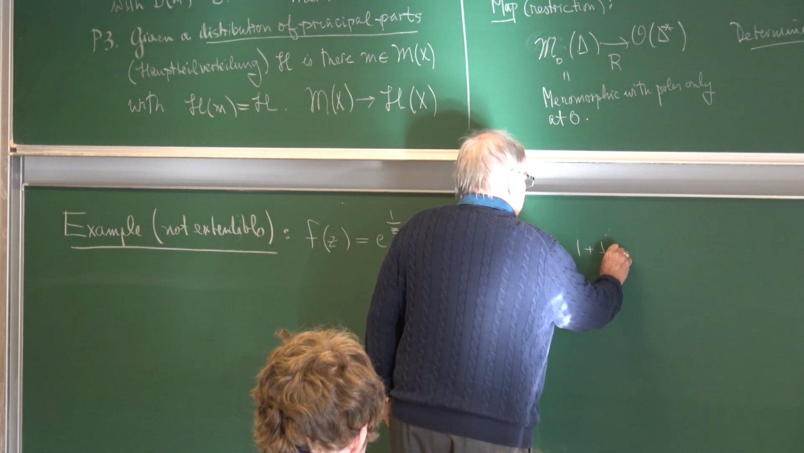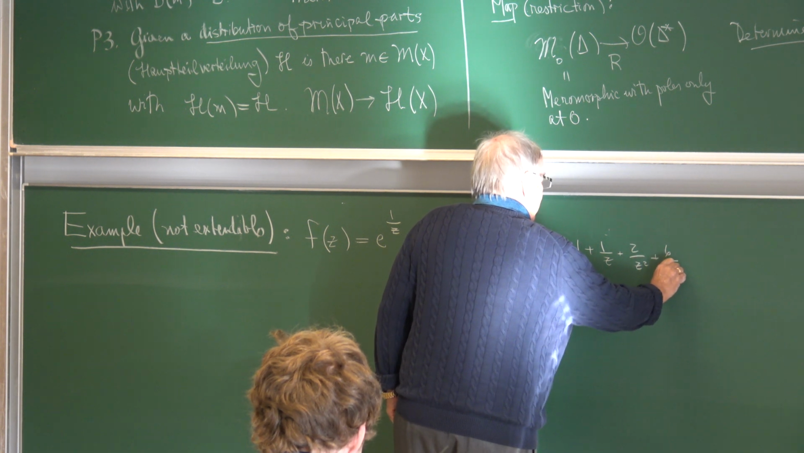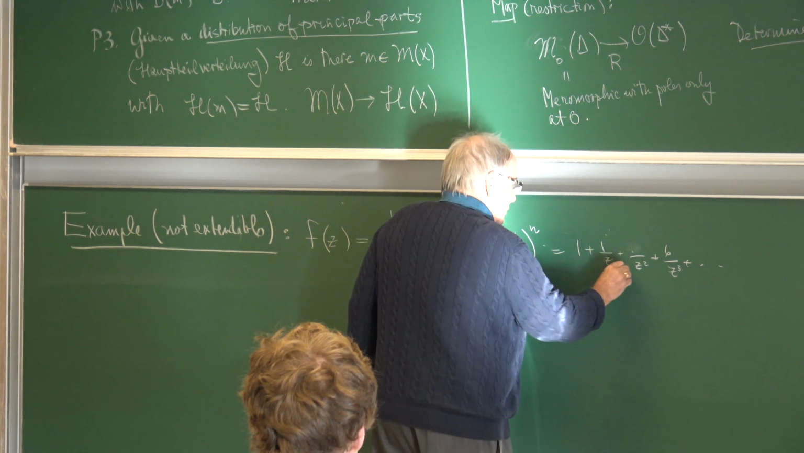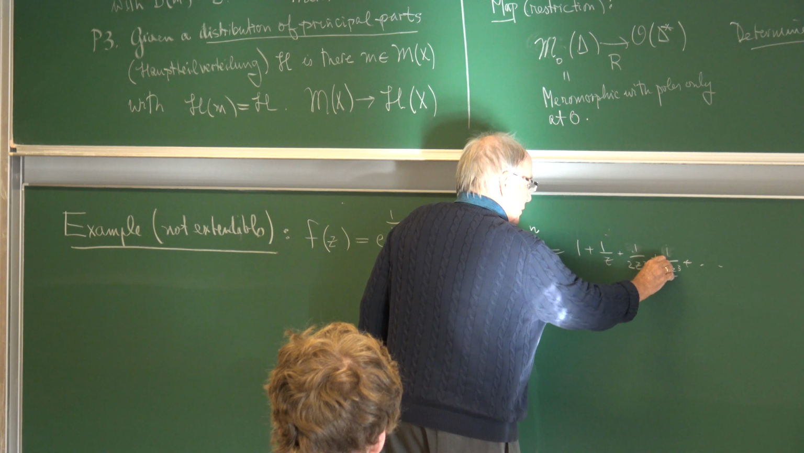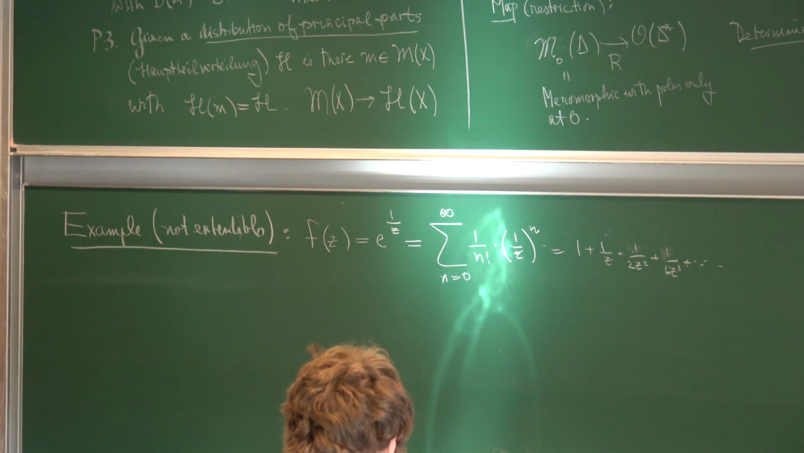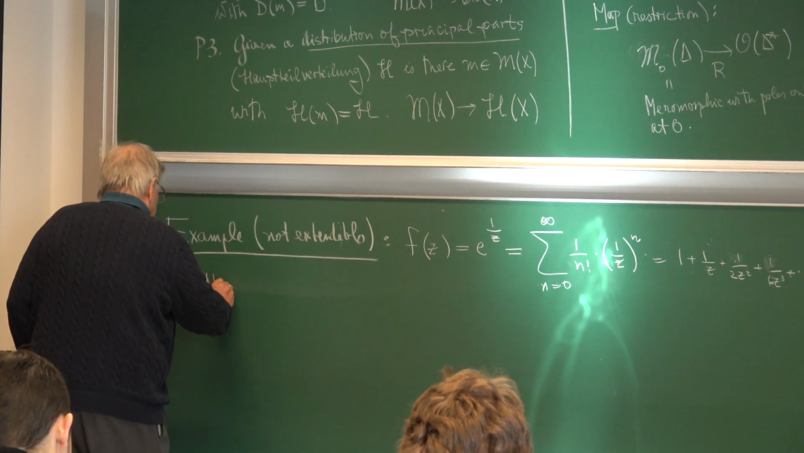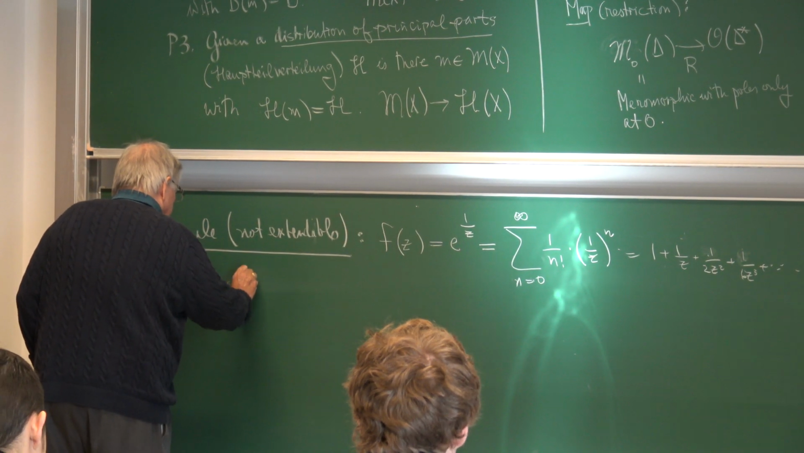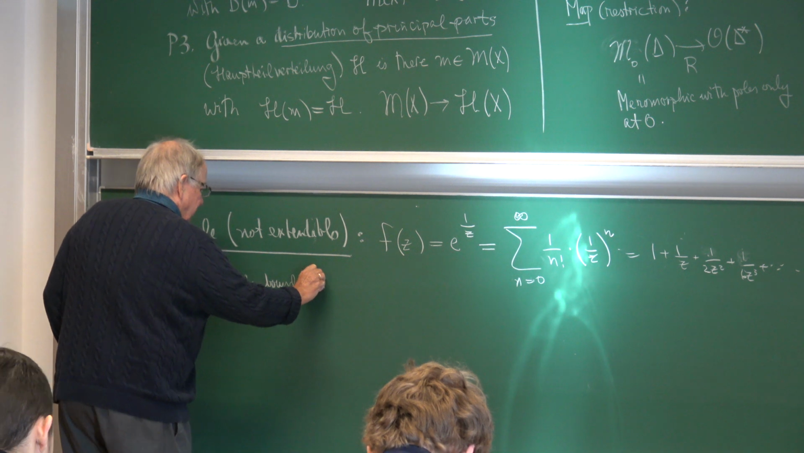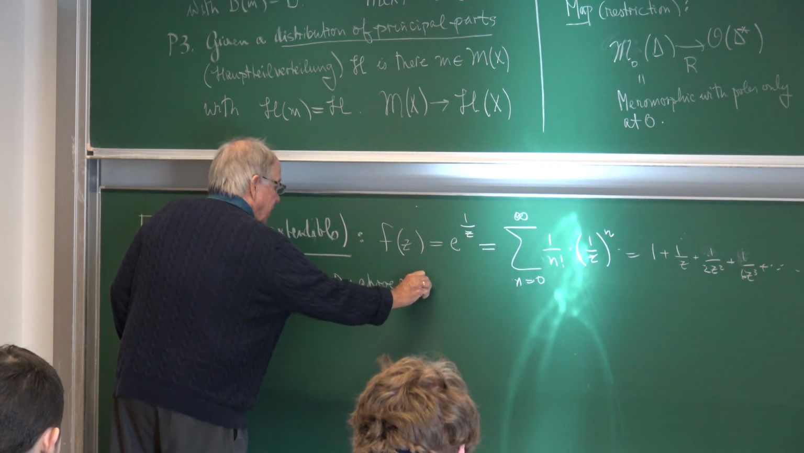1 over z, and so on. We have to make it converge. So that looks bad. Let's prove that it's not locally bounded, in the above sense. Let's prove that.